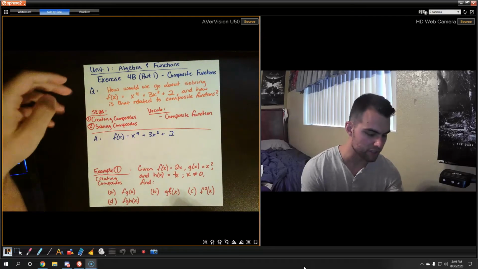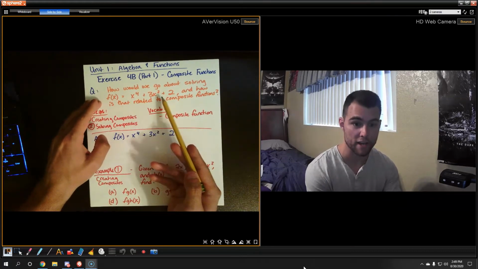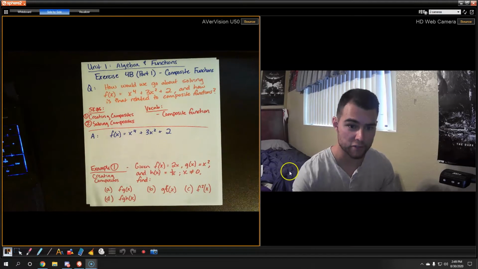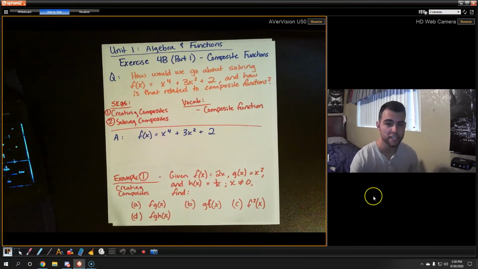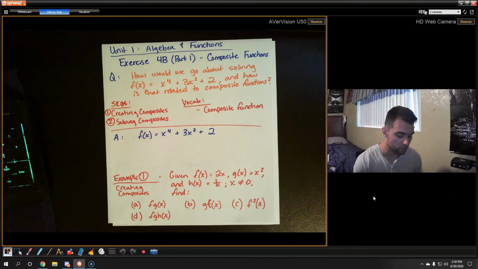And I got a question. So how would we go about solving this function right here? x to the fourth plus 3x squared plus 2. We've seen something like this before when we were working with quadratics, okay? And this is what we did before.